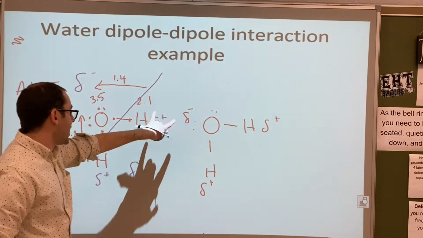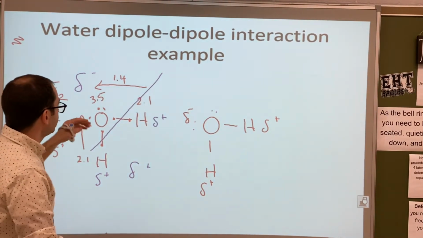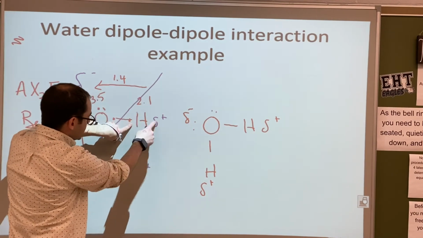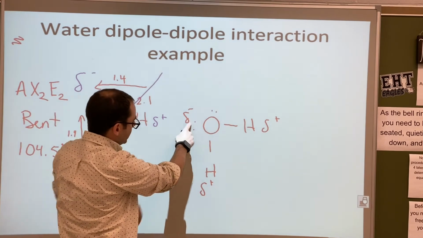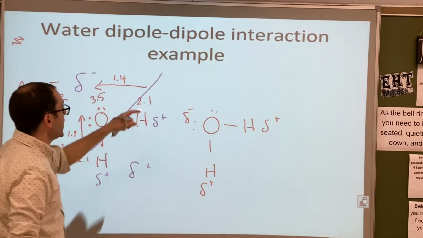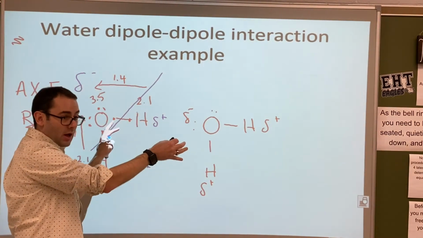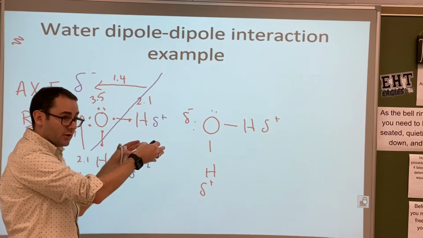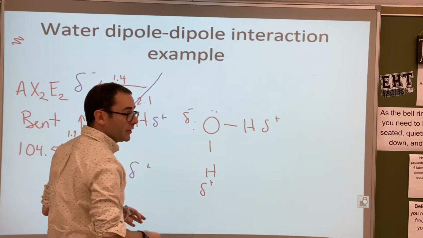So we can see there's opposite charges here, right? And they're going to attract to each other. Now, this is a dipole. This hydrogen with a slightly positive charge. This is another dipole. This oxygen with a negative charge. So a dipole-dipole interaction means you have 2 dipoles. They're on different molecules and they're interacting with each other. All right, they're attracting each other. All right, so that would be a dipole-dipole interaction.